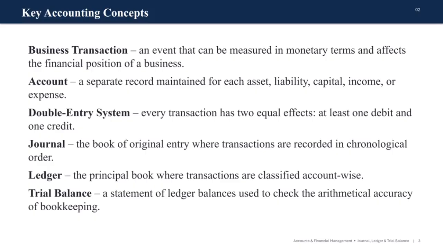Before solving the problem, we need to understand some basic accounting concepts. A business transaction is any activity that affects the business financially. A journal is the first book where transactions are recorded. A ledger is used to group similar transactions into separate accounts. A trial balance is prepared to check whether the total debit and total credit are equal. These concepts are the foundation of accounting.